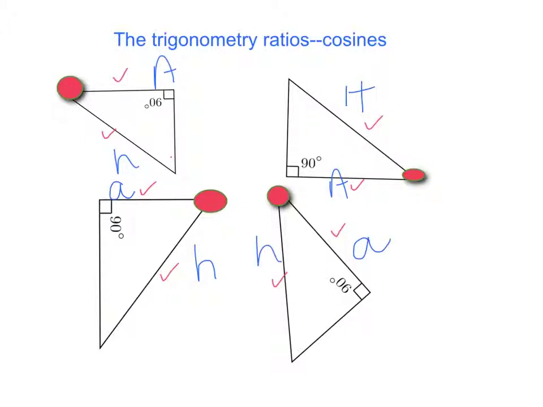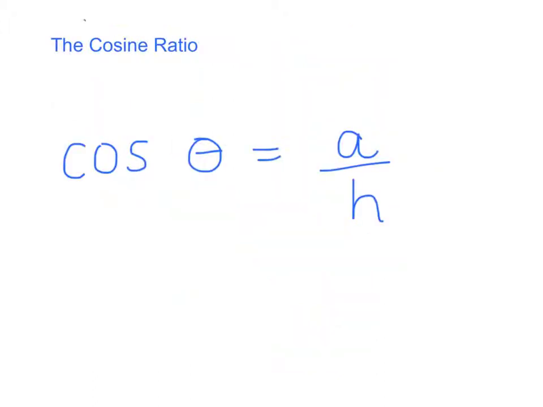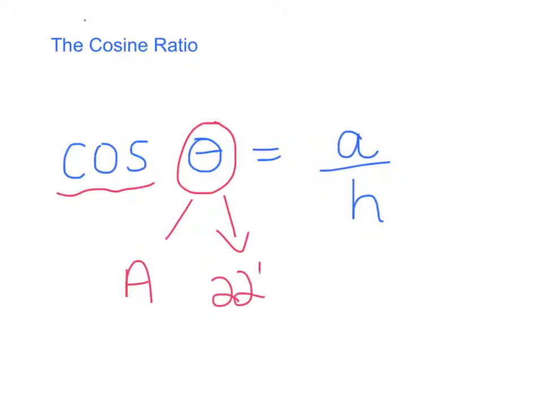So you can make some assumptions now that the ratio for cosine has only to do with two sides, A and H. And if we use the same pattern as before, we'll find out what the cosine ratio is. All right, let's have a look at the cosine ratio. So the trig ratio first, cosine. Again, this time I've used theta for the angle, but we could use a capital letter, or we could use 22 degrees. And the ratio is the length of the adjacent over the length of the hypotenuse. So that's your cosine ratio.